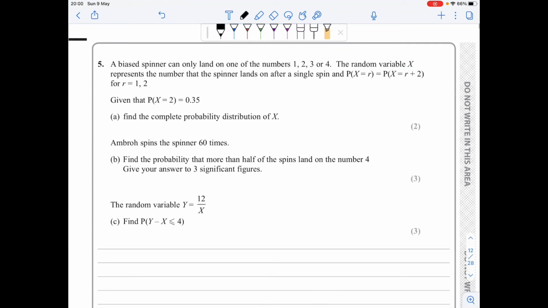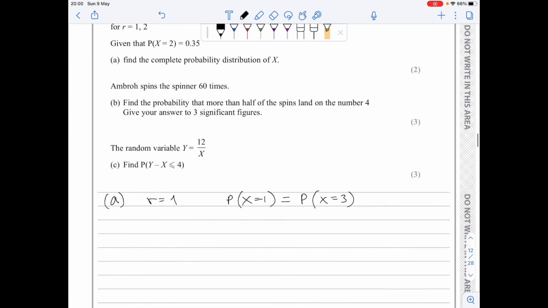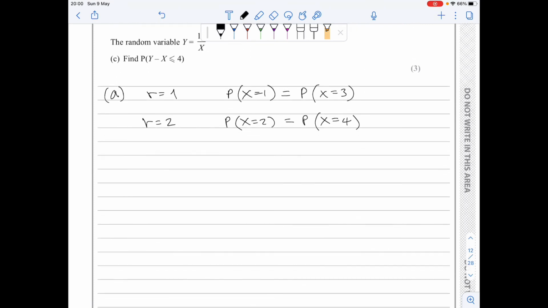For question 5, I'll start by observing that when R equals 1, probability X equals 1 is equal to probability X equals 3. And when R is 2, probability X equals 2 is equal to probability X equals 4. I'll continue by constructing the probability distribution of X.